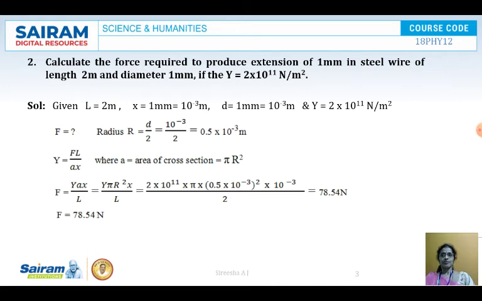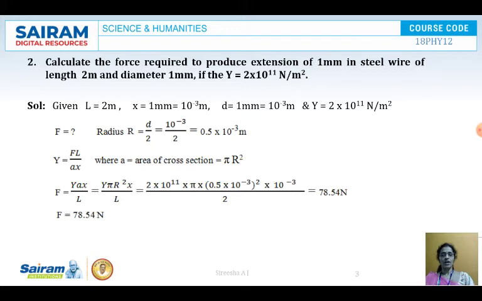Next problem. Calculate the force required to produce extension of 1 mm in a steel wire of length 2 meters and diameter 1 mm if the Y is given as 2 into 10 to the power of 11 Newton per meter square. Here what has been given? Length is 2 meters. Diameter is 1 mm and the extension produced is also 1 mm and Y is given as 2 into 10 to the power of 11 Newton per meter square. So here we are going to calculate F.